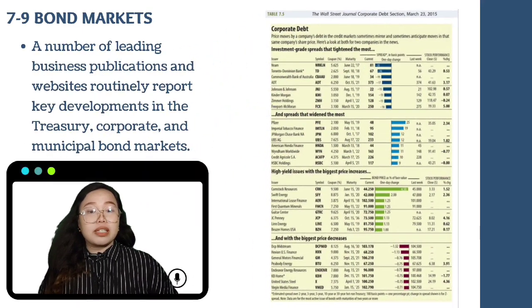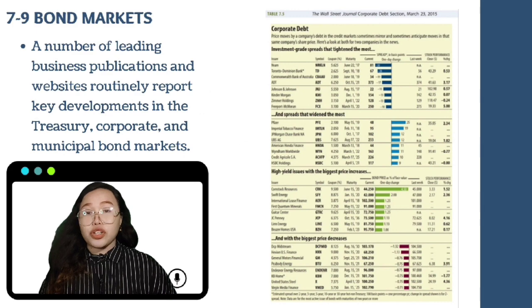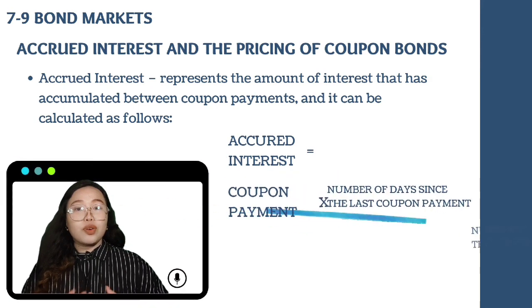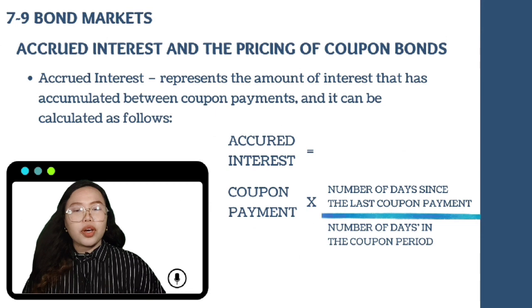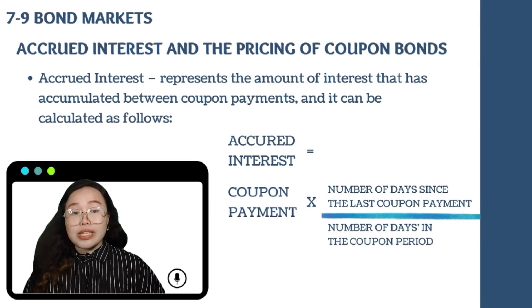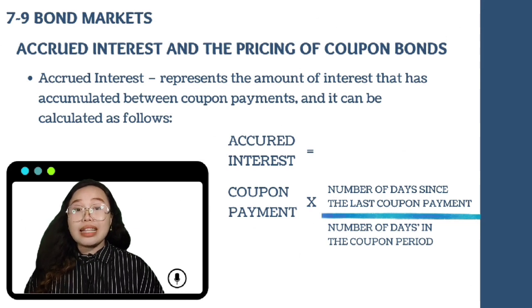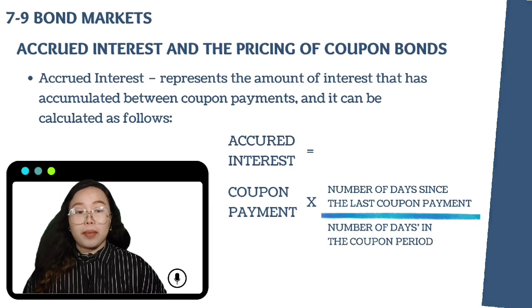A number of leading business publications and websites routinely report key developments in the treasury, corporate, and municipal bond markets. Now let's talk about the accrued interest and the pricing of coupon bonds. The accrued interest represents the amount of interest that has accumulated between coupon payments, and it can be calculated as follows. The accrued interest is equal to the coupon payment multiplied by the number of days since the last coupon payment over the number of days in the coupon period.